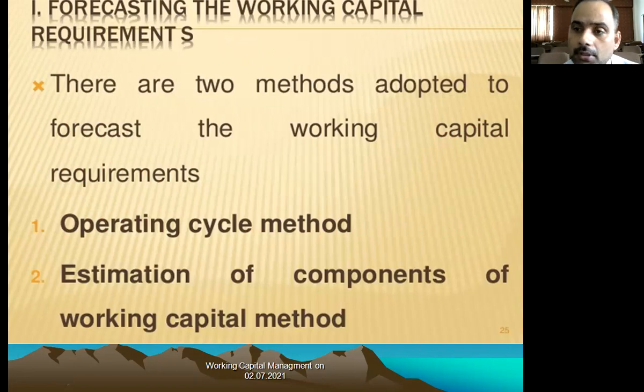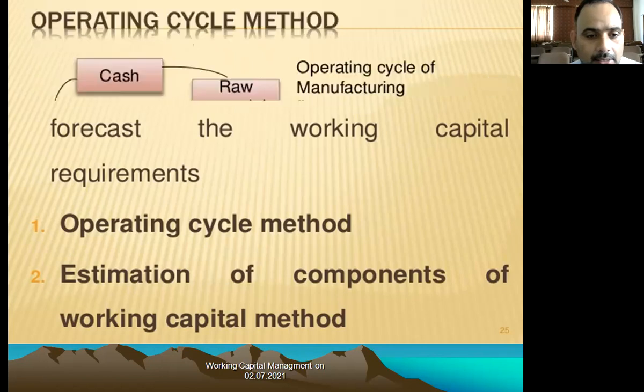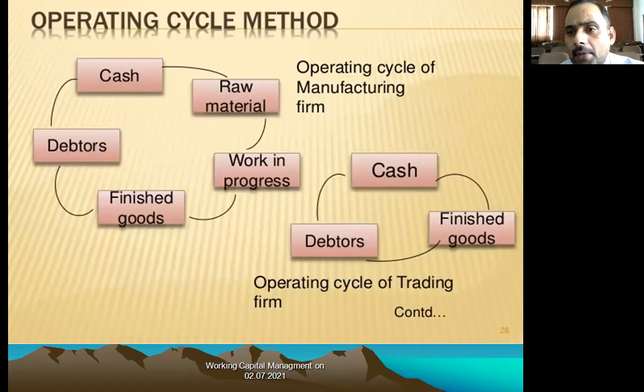they can adopt two methods. The first is the operating cycle method, and the second is the estimation of components of working capital method. Here I am going to explain the first method, the operating cycle method. First of all, I'm going to tell you what the operating cycle is. We know very well, first of all, we start from the cash.